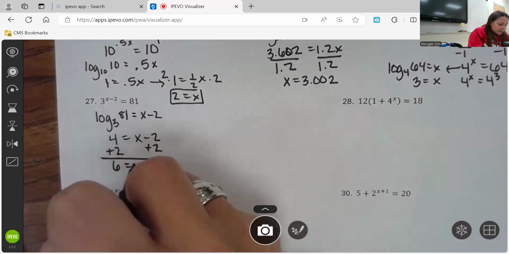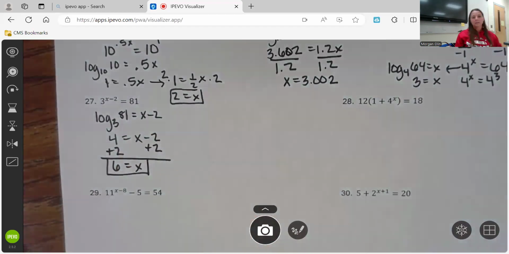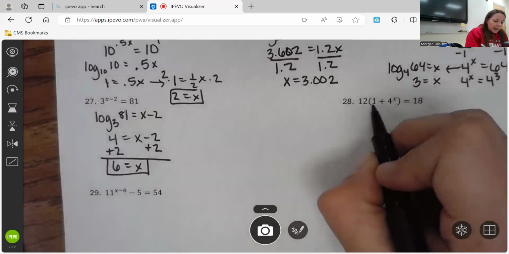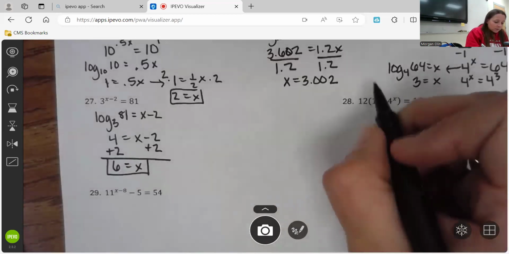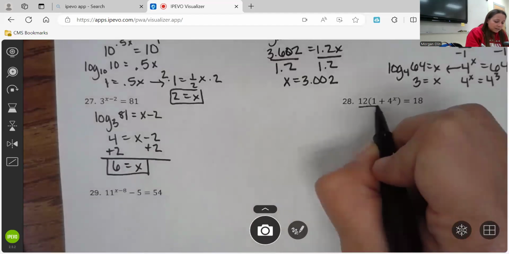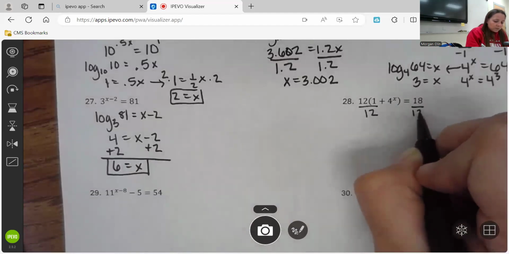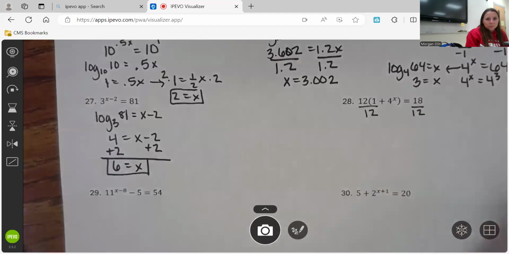Okay, so 6 equals x, like that. All right. Now, for 28, you've got to get 4 to the x by itself. So the first thing we're going to do is divide by 12. Okay, don't distribute, please. Do not distribute.